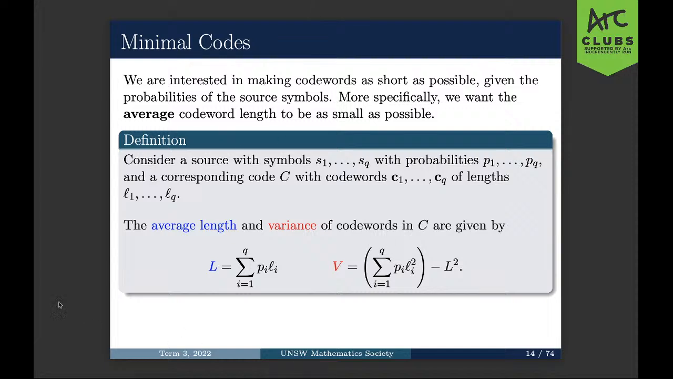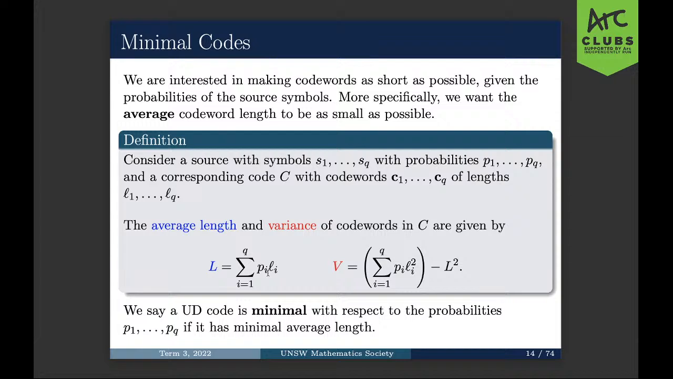So here are some definitions. Average length is just the weighted sum of the lengths based on the probabilities. It's like the expected length in statistical terms. And the variance, again, that's just straight up the statistics formula for variance. I don't think it's that widely used in this course though. Yeah, probably don't need to know much about the variance. The average length is the most important part.